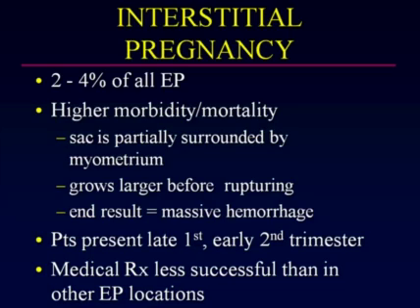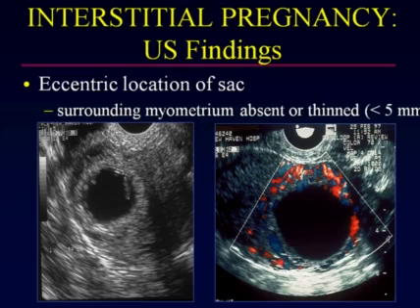The end result is that very often these patients present late in gestational age with massive hemorrhage, and so significant morbidity and mortality to the mother. In addition, medical treatment is much less successful than in ectopic pregnancies in other locations. So how do you make this diagnosis?